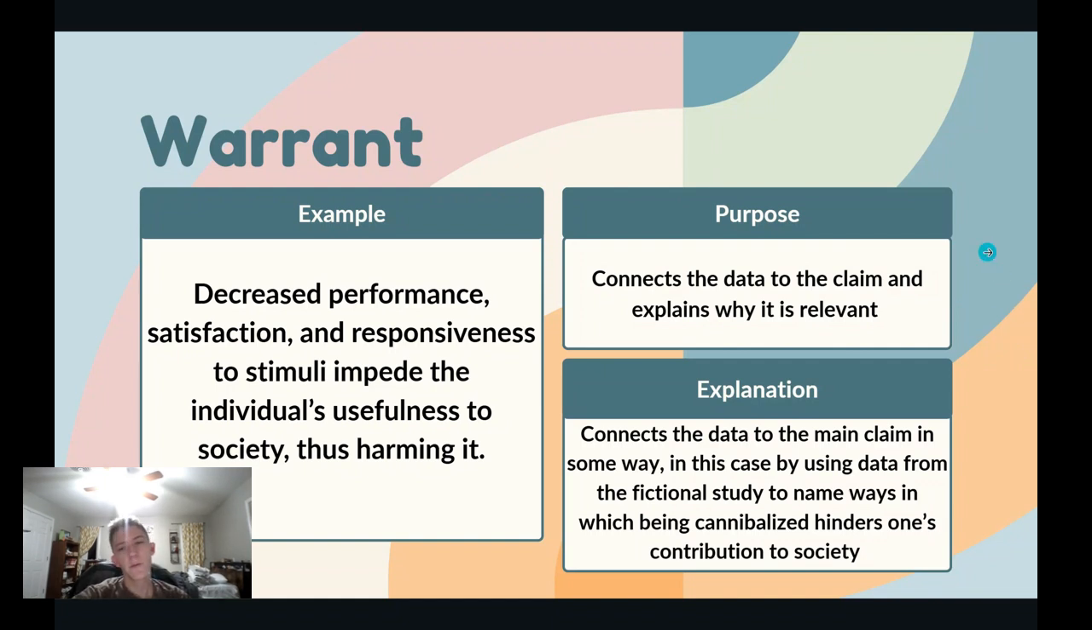All right, here we have the warrant. The purpose of this is to connect the data to the claim and explain why it is relevant to your point, because you can bring up any data you want, but if you can't connect it to your argument, it's useless.